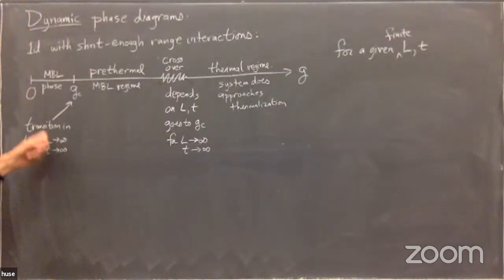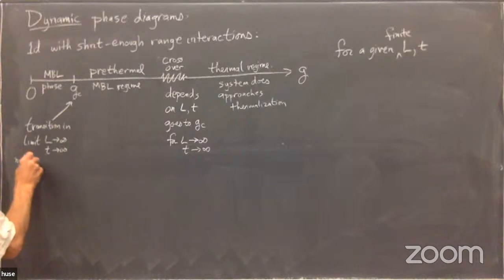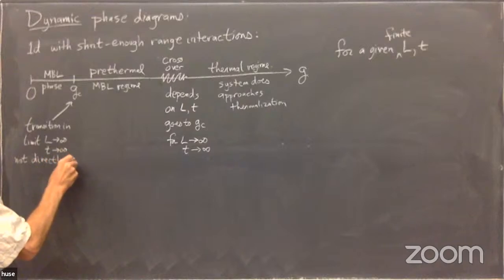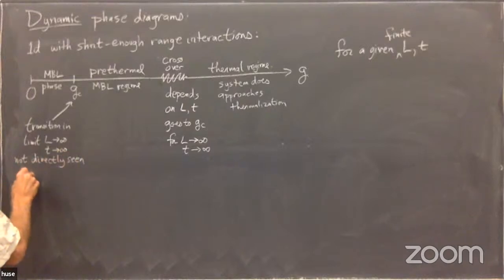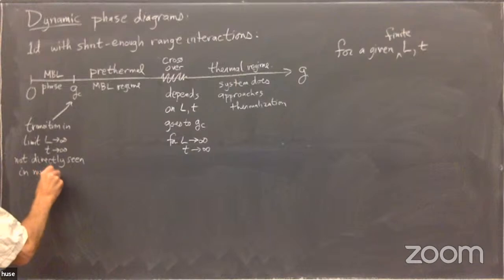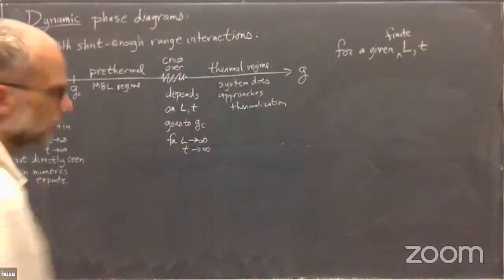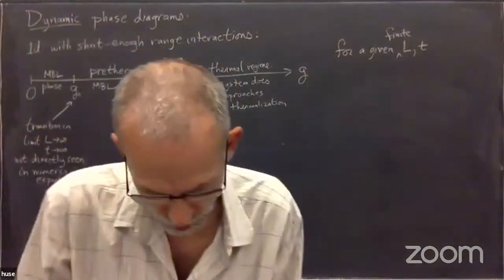But if you could, in principle, take these limits, this is where you would find the transition to be. And as I say, this is not directly seen in numerics or experiments. What you see in the numerics and experiments is this stuff over here. Okay.